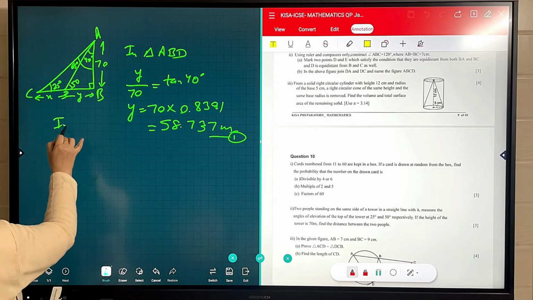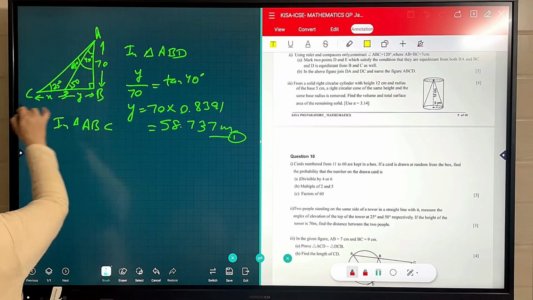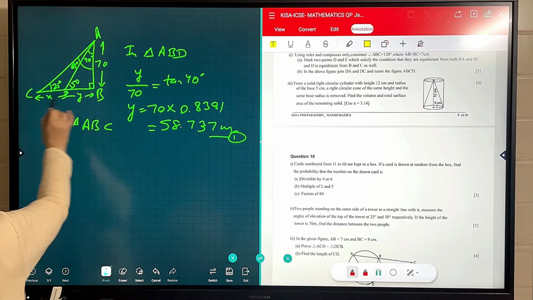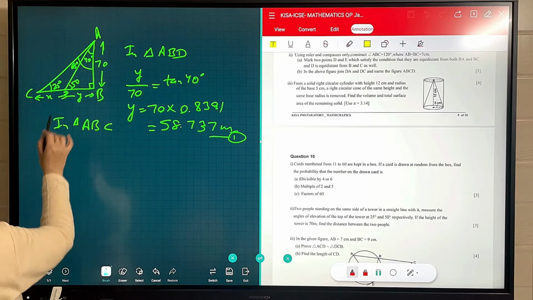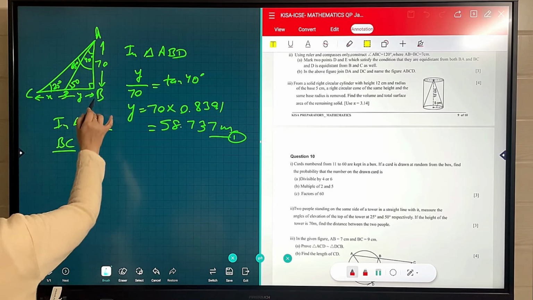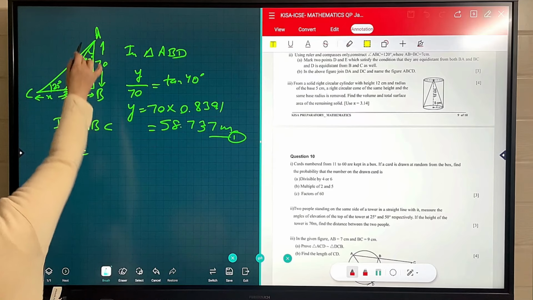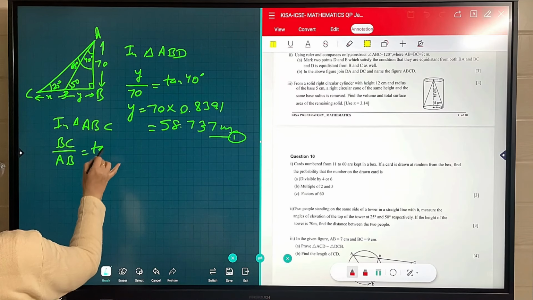Now I am considering the other triangle. In triangle ABC, ABC means the bigger triangle. Again I am taking this as the perpendicular, not base. So x plus y means BC is our perpendicular and this is base AB. So perpendicular upon base, so I have to take that angle only.